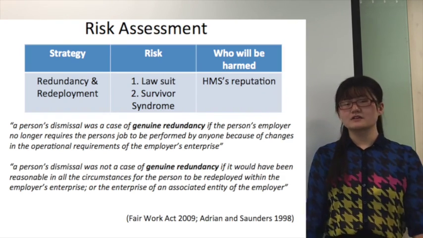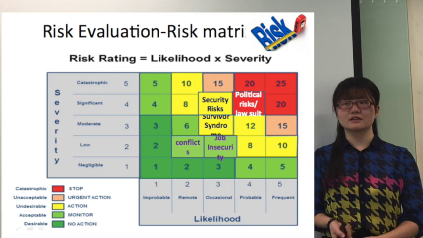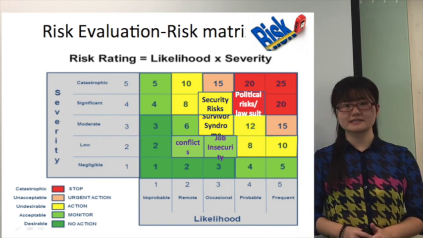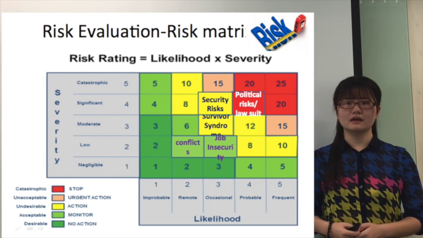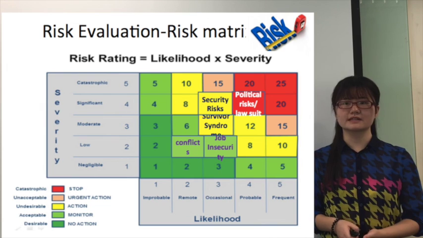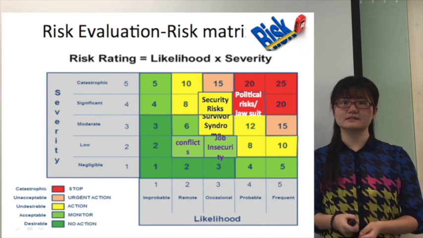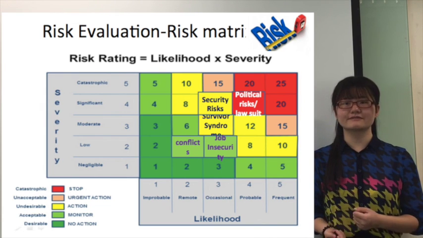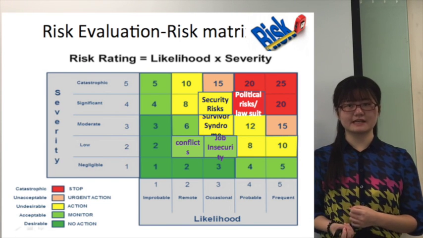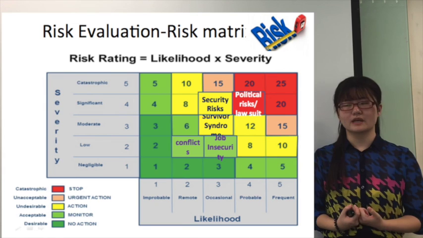then the company will be penalized. So after the analysis of the risks above, based on this risk matrix, we can see that the political risk and lawsuits rank extremely high. Then the security risk and the survivor syndrome rank medium, and the risks of conflicts and job insecurity rank low.